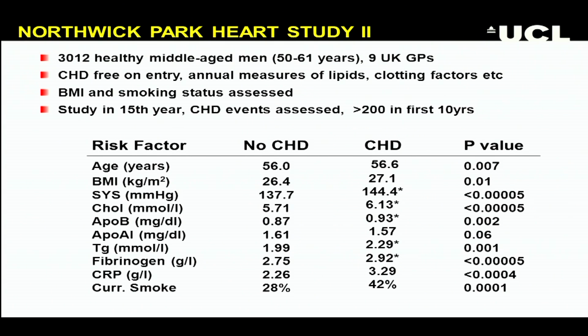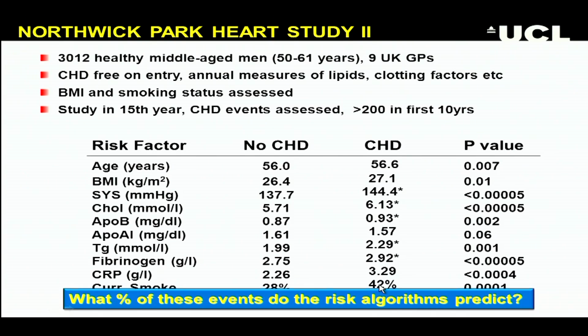So let's see how it works. This is a study that we've done a lot of work on. It's just over 3,000 healthy middle-aged men recruited from 9 general practices throughout the UK. They were all free of heart disease on entry. And then in the first 10 years, 200 of these individuals had an event. These are the baseline characteristics. And if you look at the event group compared to the event-free, the ones who went on to have a heart attack were a bit older, a bit fatter. Their blood pressure was a bit higher, their cholesterol was a bit higher, more of them smoked. So very much the sort of risk profile that you'd expect.